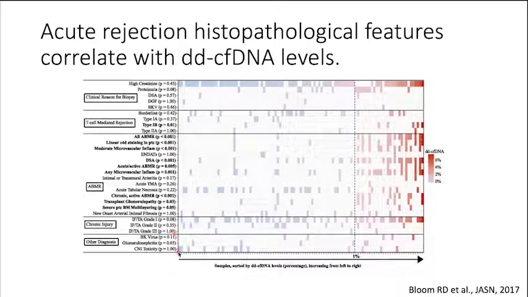And as you can see, patients with antibody-mediated rejection had significantly higher cell-free DNA levels, while patients with T-cell mediated rejection had a significantly higher cell-free DNA level only when they had more severe rejection.